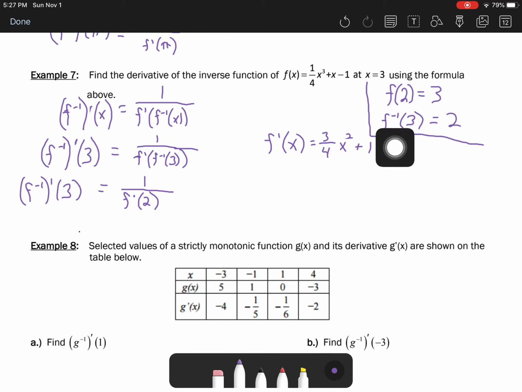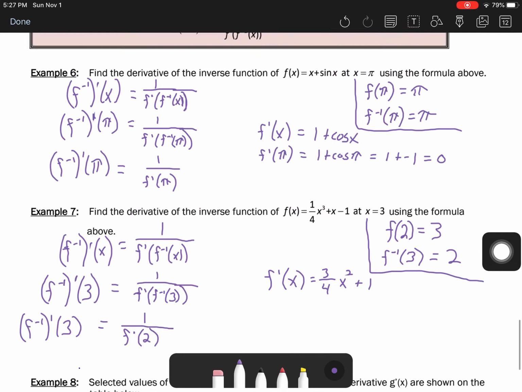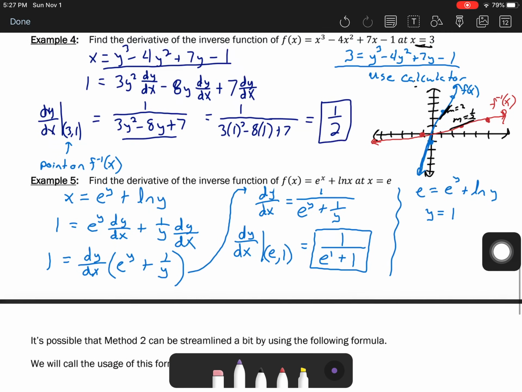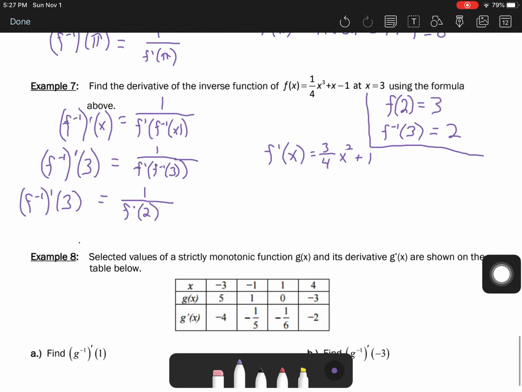So input-output on the original becomes output-input on the inverse function. And so f inverse of 3 is what I'm putting right here, which is going to be 2. F inverse of 3 is 2. Basically, it's the y coordinate on the inverse function. Go back up here real quick. We needed a y coordinate on the inverse function, because when you do it implicitly, you have y's there. So it's the y coordinate on that inverse function. That 2 is what's important right there.